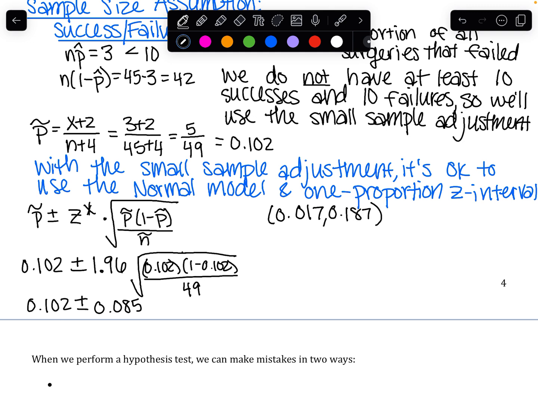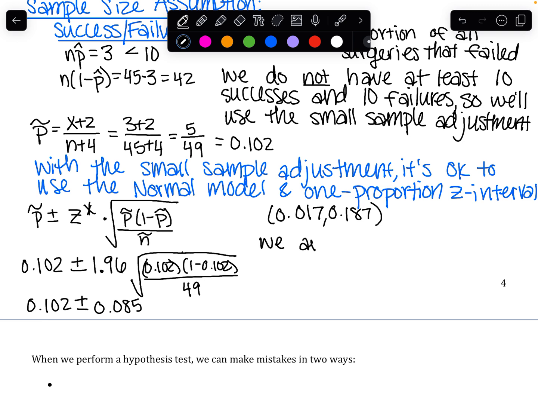And you're like, why do I need to do this? Well, basically this is saying because our sample size is low, the 1.96 is not necessarily going to be correct to use. So to adjust, instead of adjusting the 1.96, we're adjusting the p hat to be the adjusted proportion.